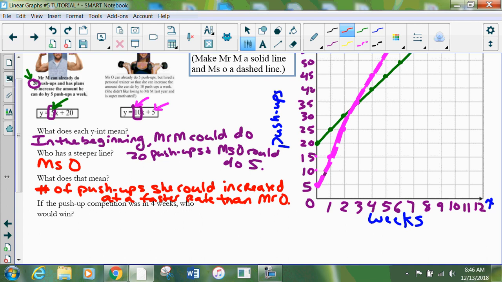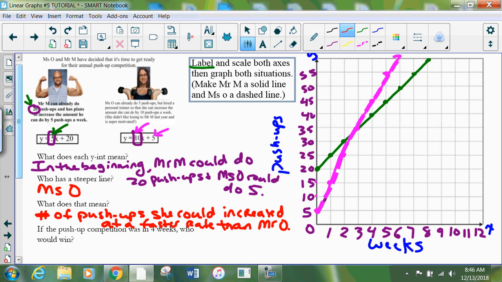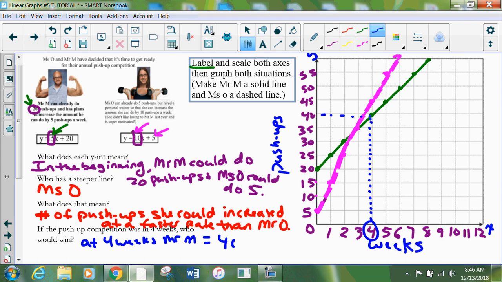So if the push-up competition was in 4 weeks, who would win? We're going to look at our graph to find that out. We look at 4 weeks right here, and we look up to where Mr. Matcher is at 4 weeks. Mr. M equals 40, and at 4 weeks, Miss O equals 45. So who wins? Miss O, yay!